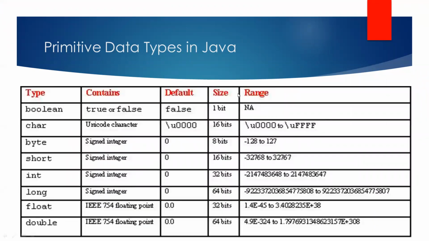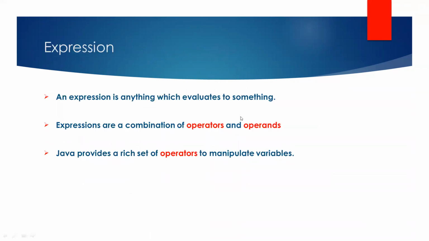And we have already seen the default values of every data type: 0, 0, 0, 0, 0.0, 0.0 for the float and double, false for the Boolean. And the size we have already seen, and the range. So now this is important.